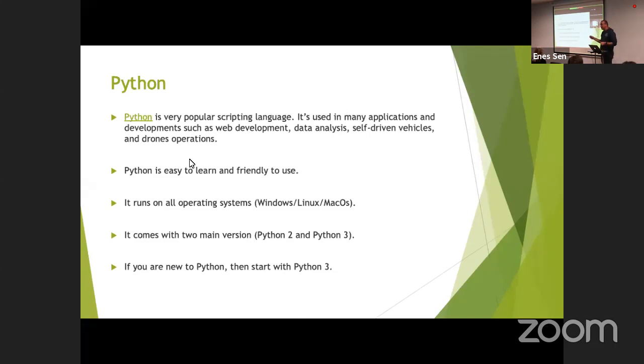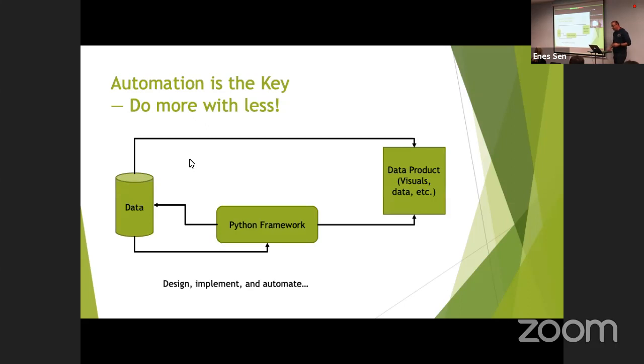But here, Python is easy to learn. Sometimes when you read it, it's like English, very descriptive. I'm not comparing, but Perl, some of you, I'm sure, are experts in Perl. Python is much easier to understand. The syntax is easy. It runs on all operating systems, Windows, Mac, Linux, all of those, not a problem. It comes with two major versions, Python 2 and Python 3. If this is the first time you are dealing with Python, I highly recommend that you start with Python 3. It's because Python 2 is no longer maintained or supported. So that's that.